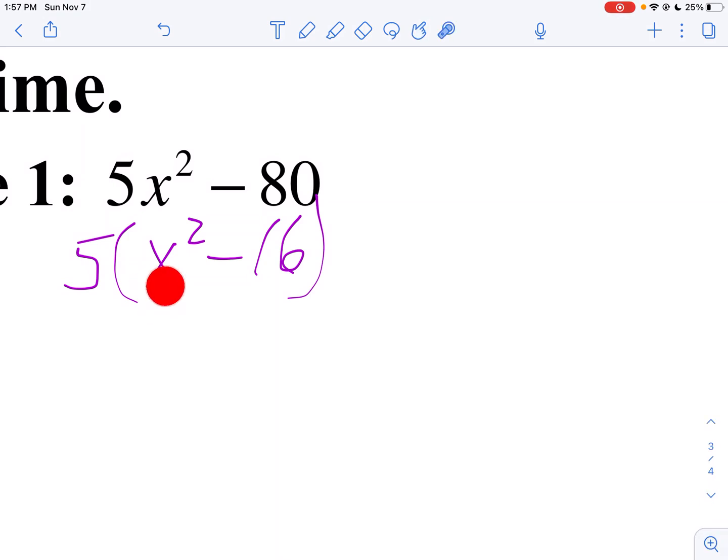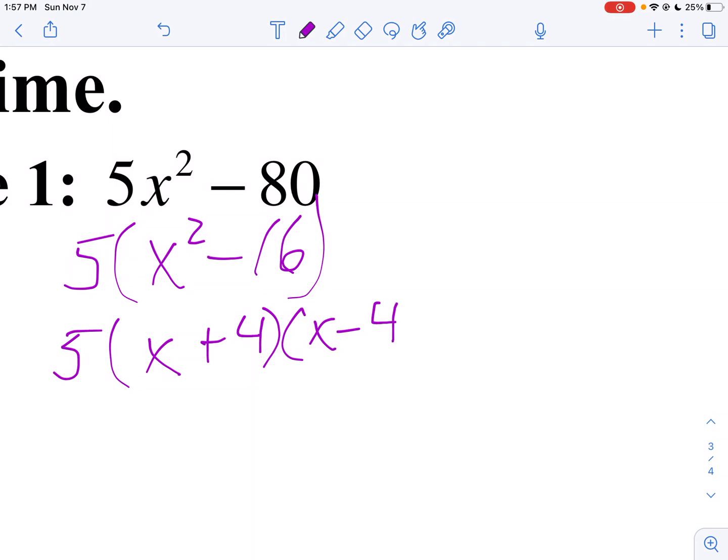Since I have a binomial, x squared is a perfect square, 16 is a perfect square, so that means I can factor that again. So the square root of x squared is x. The square root of 16 is 4, so I go x plus 4, x minus 4. Then I look at my binomial again. Can I factor this again? Well, x is not a perfect square, so I'm done. Can't break that down any further. So your answer is going to be 5 times x plus 4 times x minus 4.